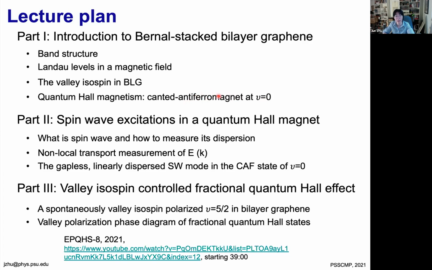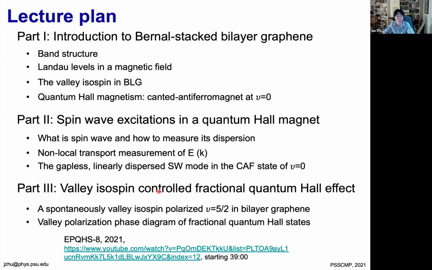And it is this canted antiferromagnet with an in-plane rotational symmetry that supports a gapless, linearly dispersed spin wave mode, the so-called Goldstone mode. And I'll show you how we measure that mode in this system. I'll again step back and go very broadly by telling you a bit about, in general, what is a spin wave and how do we measure its dispersion? Why do we care about spin waves? And I'll show you how we measure the dispersion of this mode in our system. And I'll show you how we understand it, how does it compare to theory, and so on and so forth.